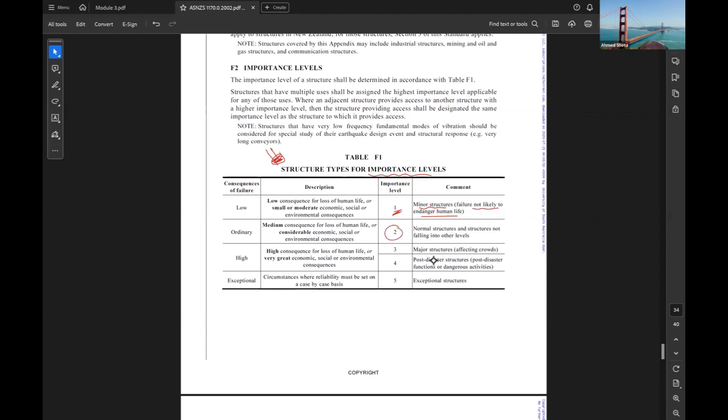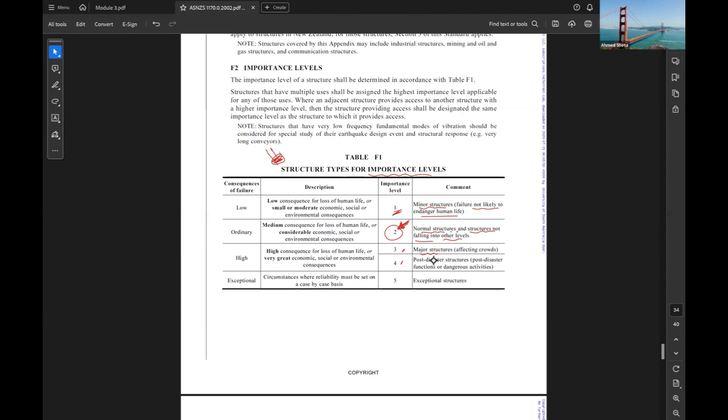Ordinary is importance level 2, which is most of the buildings we are designing. Medium consequence for loss of human life, like in normal structures and structures not falling into other levels. For our course, we will usually use level 2. High consequence of failure means high consequence of loss of human life, or very great economic, social or environmental consequence. So we have two levels, 3 and 4. Level 3 is for major structures affecting crowds, for example schools, universities, and so on.